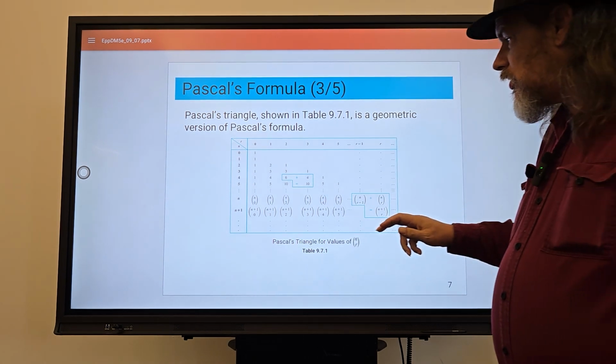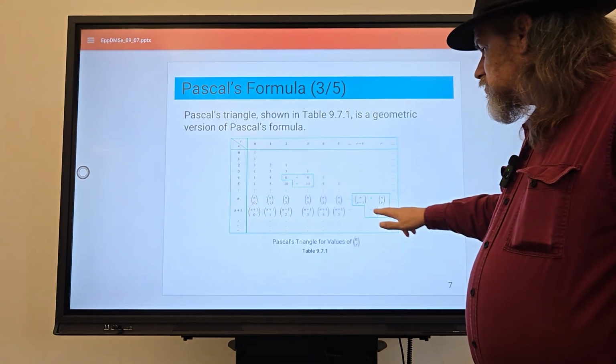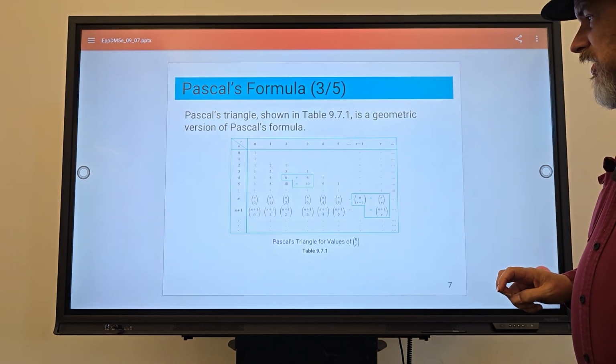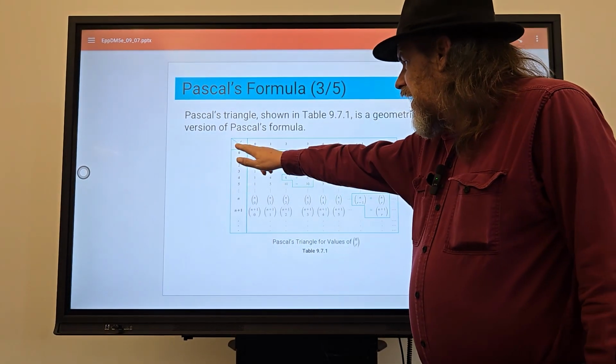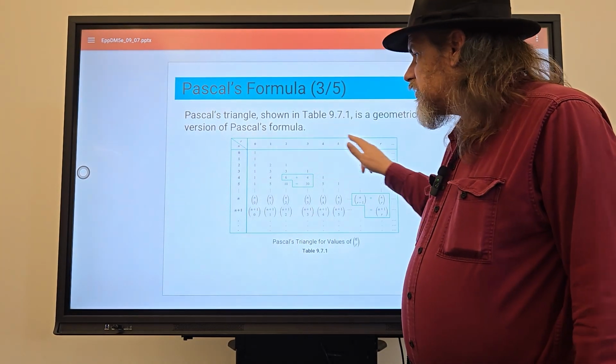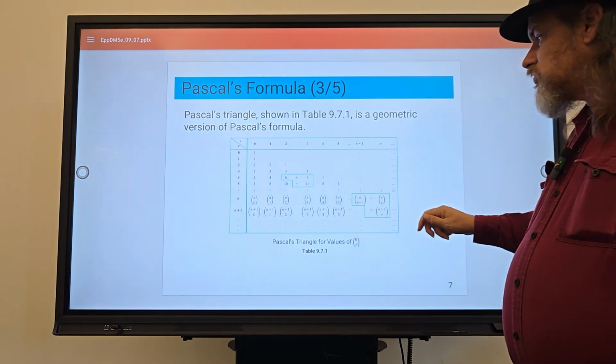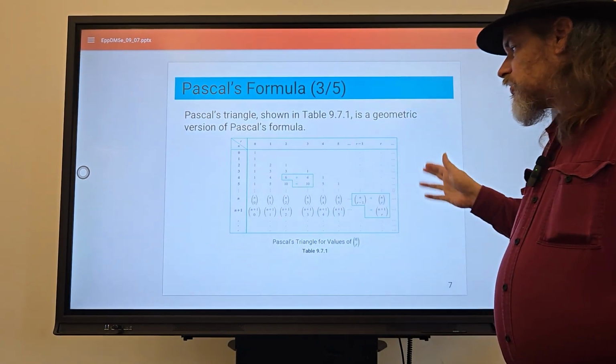You can look at this triangle structure here, and if you have n on the vertical and r on the horizontal, the numbers create a triangle, and the numbers are related.